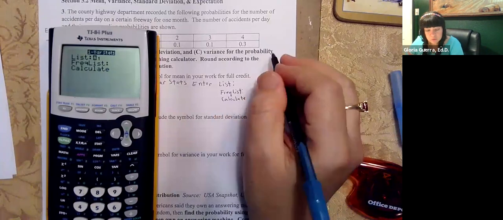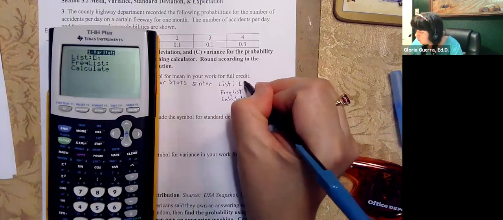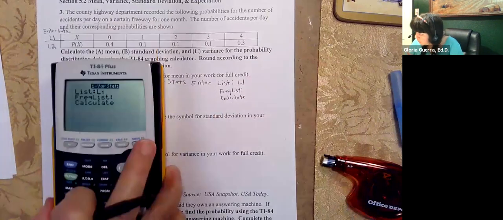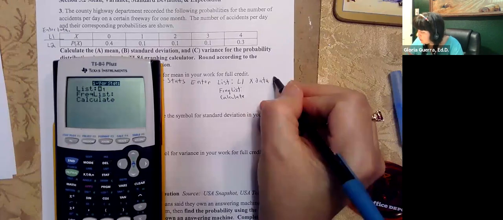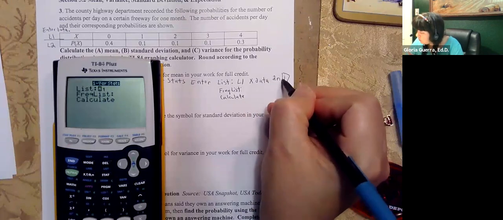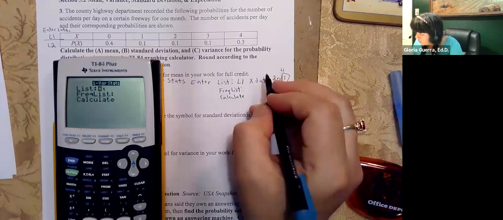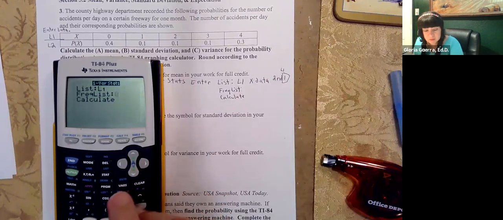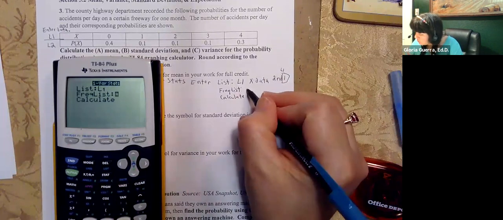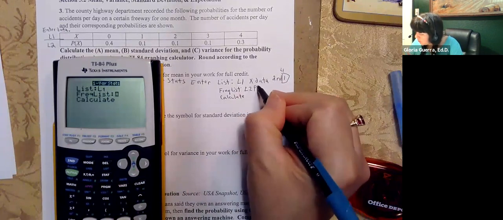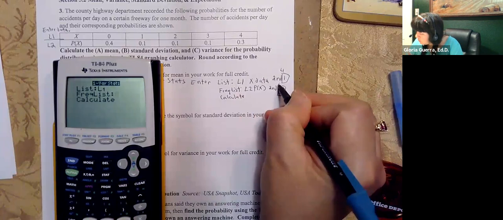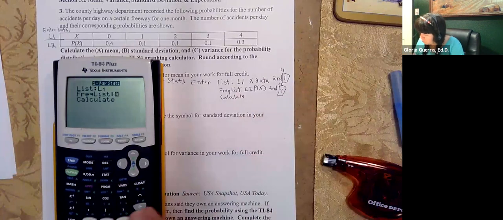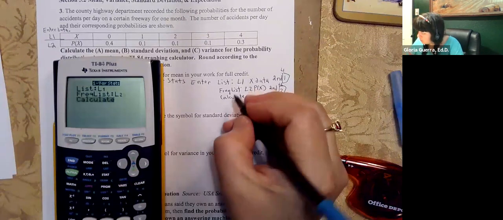Yeah, so your list is your L1, right? So that's your X data, and that would be what, second and the number 1. And then your frequency list would be L2, which is your probabilities. So it'd be second and the number 2, because that brings up L2. Second and the number 2, and then calculate, enter.